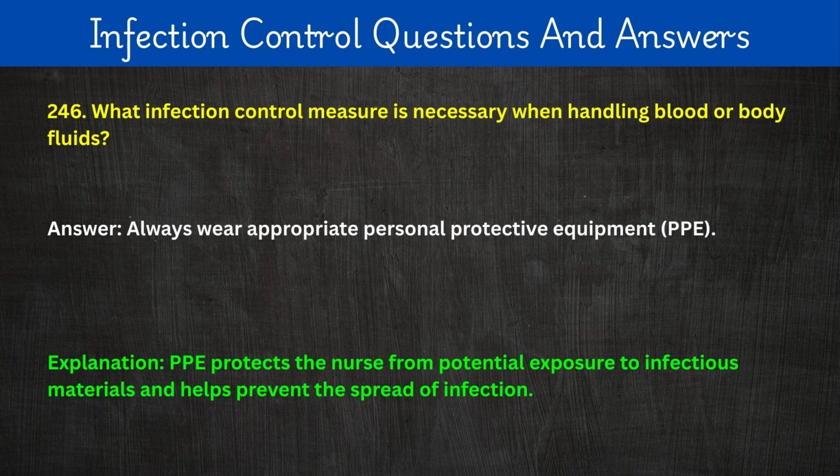246. What infection control measure is necessary when handling blood or body fluids? Answer. Always wear appropriate personal protective equipment, PPE. Explanation. PPE protects the nurse from potential exposure to infectious materials and helps prevent the spread of infection.